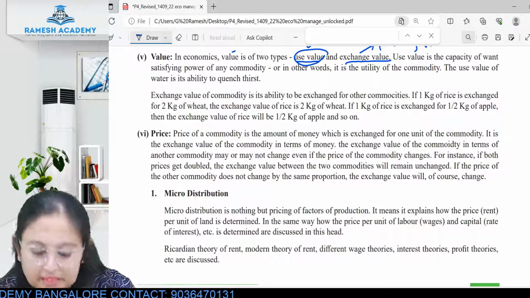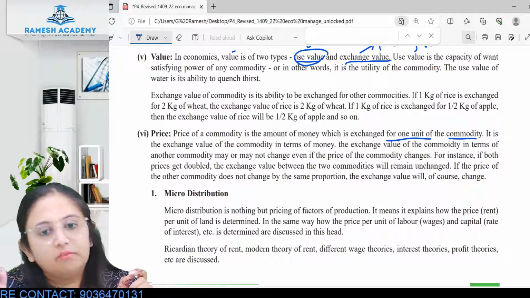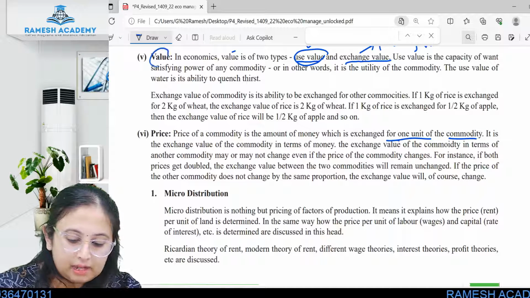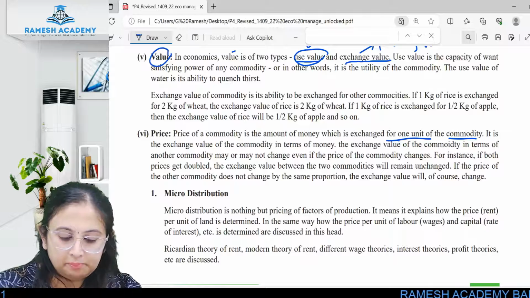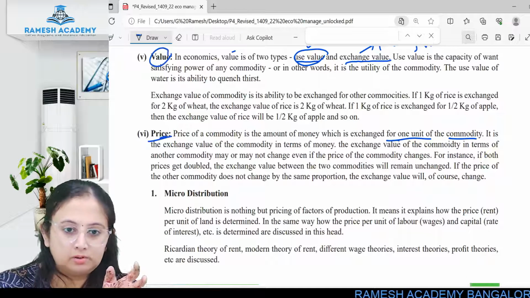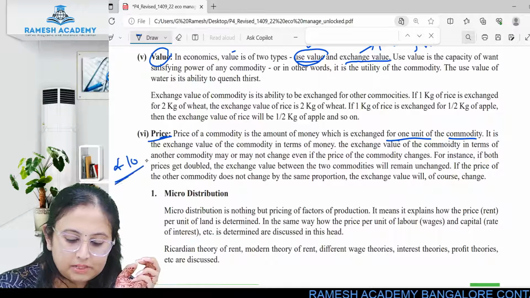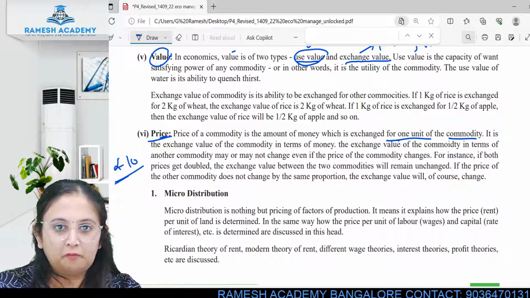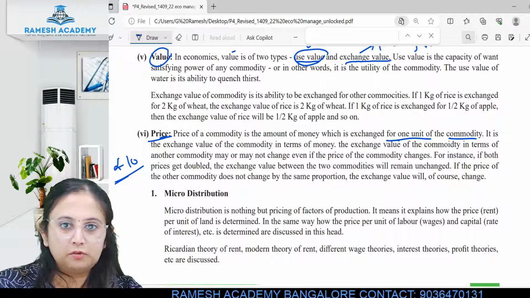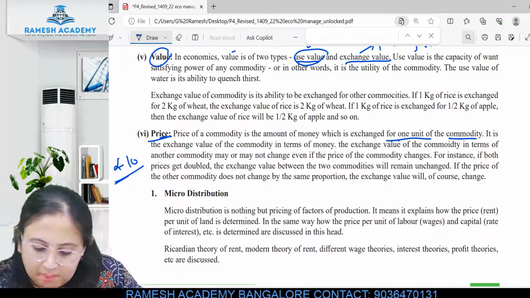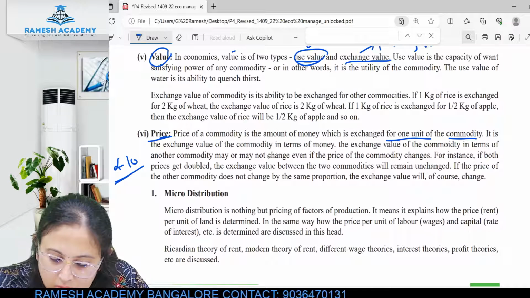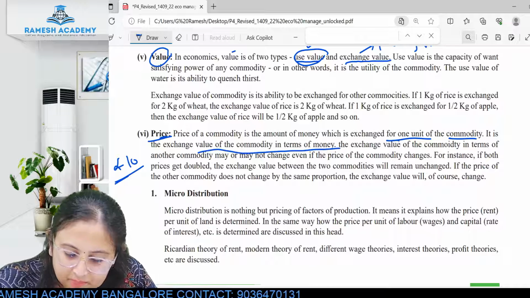Next we will go to price. The price of a commodity is the amount of money which is exchanged for 1 unit of the commodity. Price is the amount of money, that we all know. How to calculate value is given in the previous point. Here we are mainly talking about price. For a pen I will give 10 rupees, that is the price of the product. In terms of money, this is the price you have to pay to get a pen. Price of a commodity is the amount of money exchanged for 1 unit of a commodity, and it is the exchange value of the commodity in terms of money.